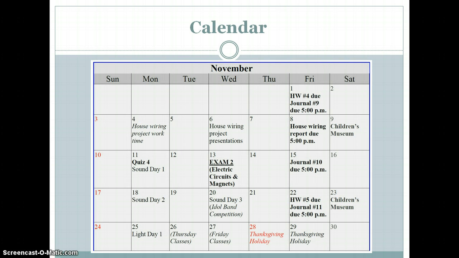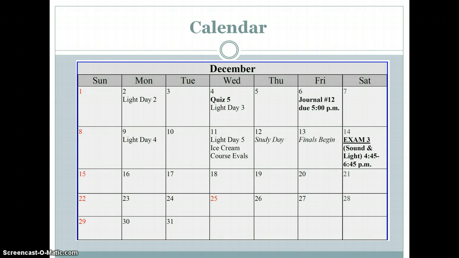And then when we get to the house wiring project, that actually takes up that whole week. You'll have some work time and then also the presentations. And the third exam actually is not cumulative, but it takes place during the final exam time. It'll just be covering sound and light. So you can kind of get a general sense of where we're at right now and where we're headed.